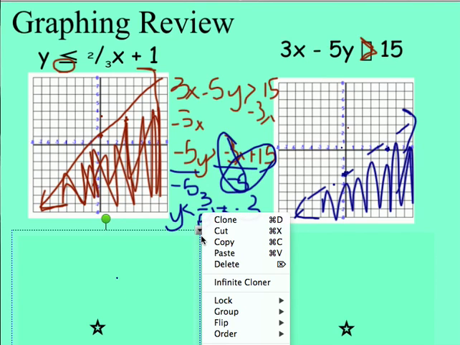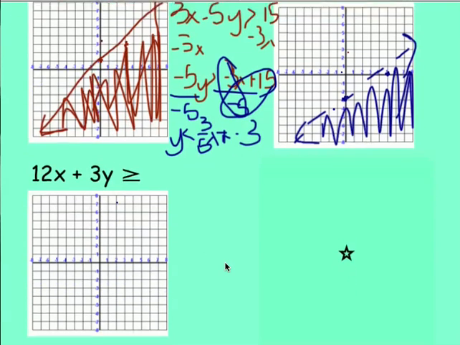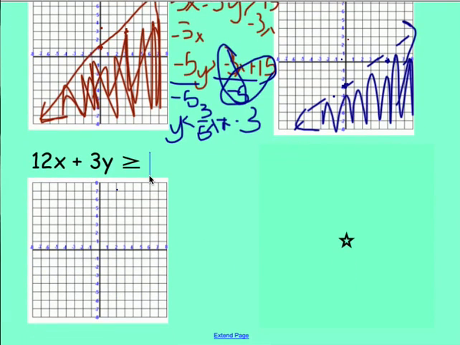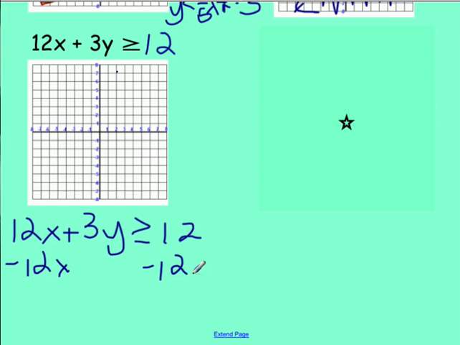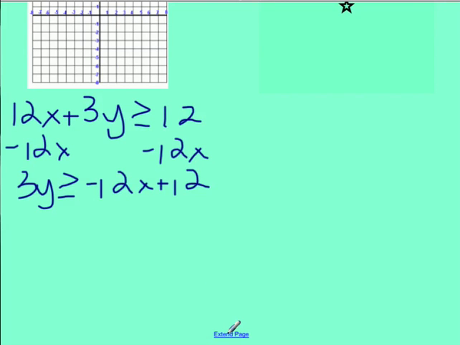Okay, so let's take a look at this one. And this one, it should have 12 here. So for this one, in order to graph it, again, we have to solve for y. So we have 12x plus 3y is greater than or equal to 12. So first thing I want to do is subtract 12x from both sides. And then I get 3y is greater than or equal to negative 12x plus 12. Last but not least, I want to divide both sides by 3.